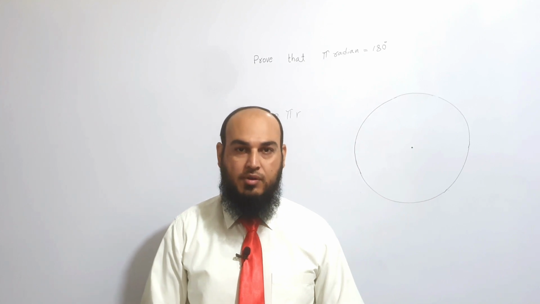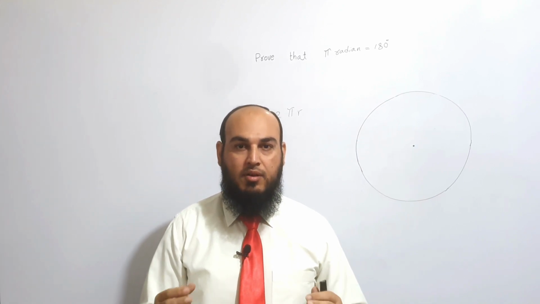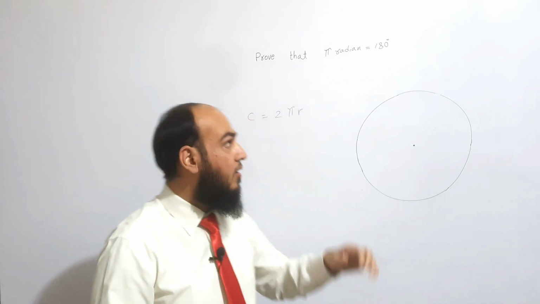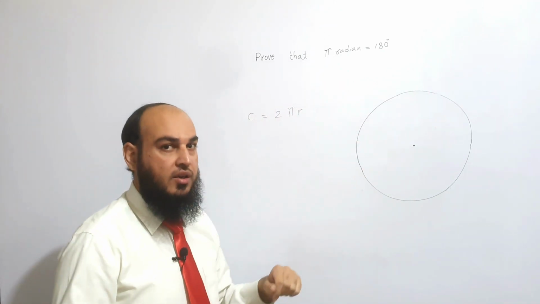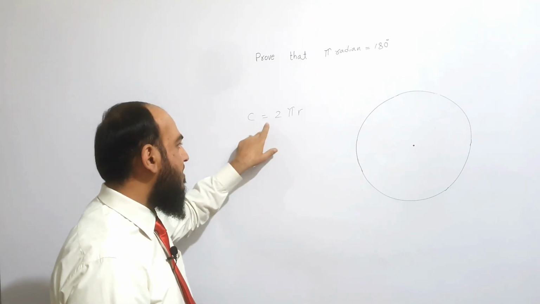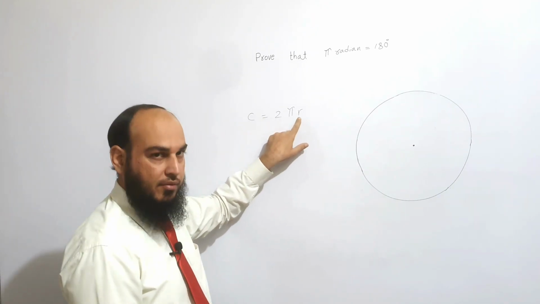We are discussing trigonometry. Today we have a new topic of trigonometry, that is a proof. Prove that pi radian is equal to 180 degree. We know that circumference of the circle C is equal to 2 pi radius.